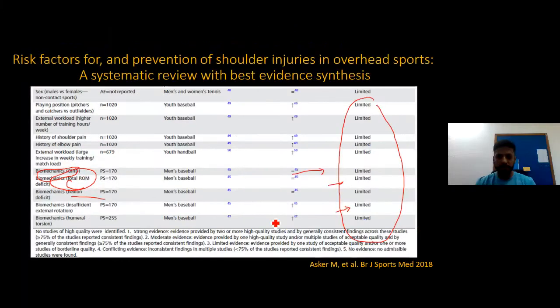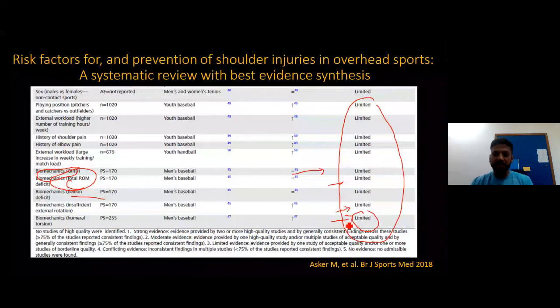Retroversion of the humerus when you start playing at a very early childhood stage. So again, that is limited. A review says that even though we consider so many risk factors, studies are still showing very limited evidence for all these risk factors in terms of shoulder injury.